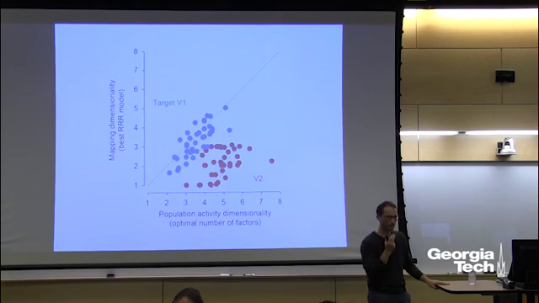Have you looked at different subgroups of neurons within V1? Is it possible that you only have two dimensions carrying this information forward because you've grouped everything in V1 together and there are really subcircuits? Yeah.